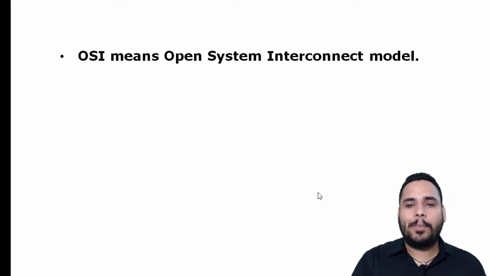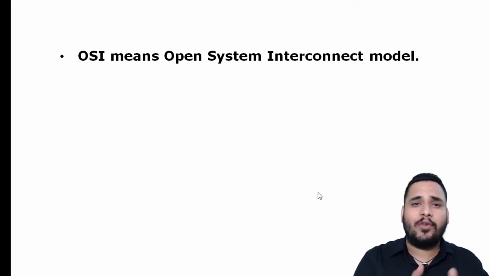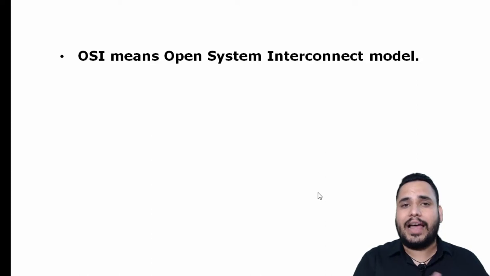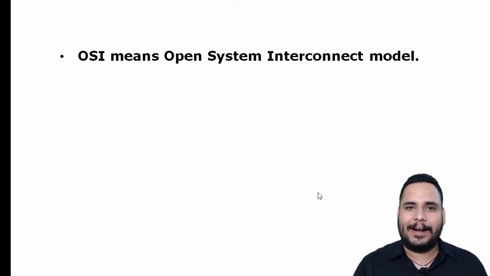OSI is the Open System Interconnect Model, meaning that in OSI, you can connect multiple vendors' hardware devices with each other. Like you are going to use routers, switches, firewalls, and they belong to Cisco, Juniper, IBM. So many routers and switches are there. But with the help of the OSI model, we can connect them.